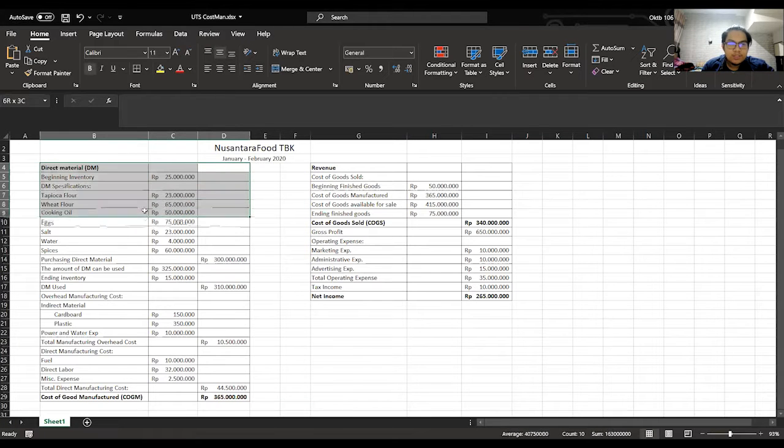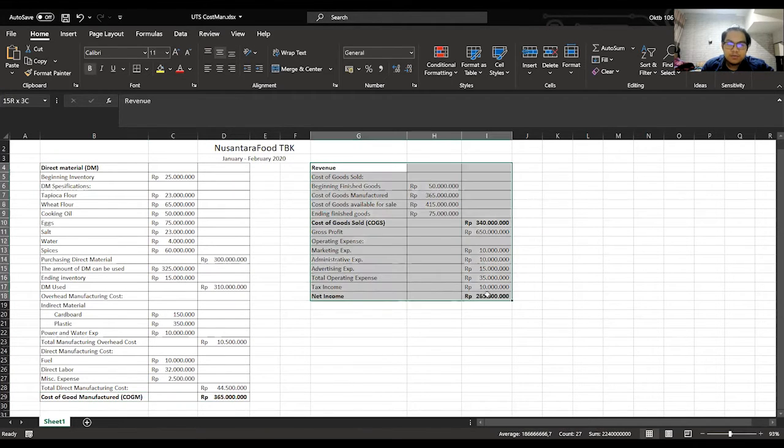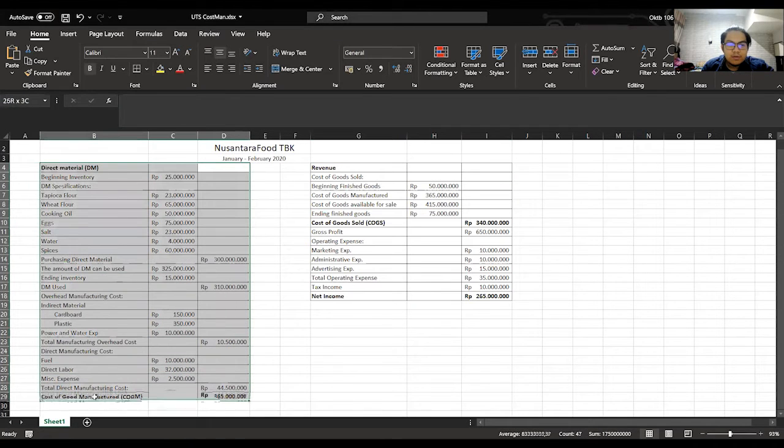There are two sections. The left section is direct material and so on, until we get the cost of goods manufactured, and in the right section we have the income statement. So firstly, let's focus on the left section. It will tell us about everything until the product has been made.